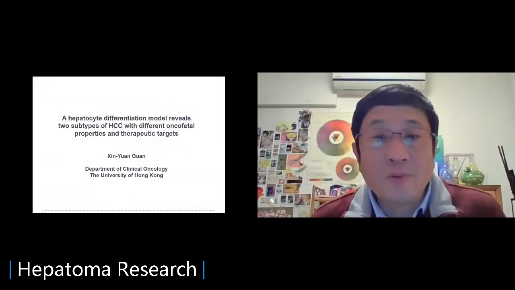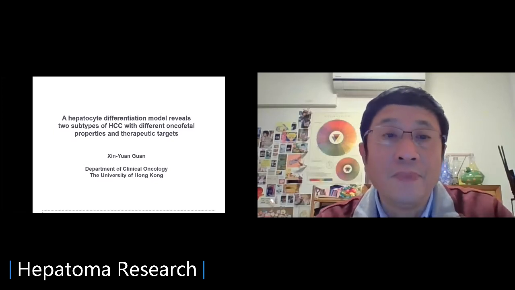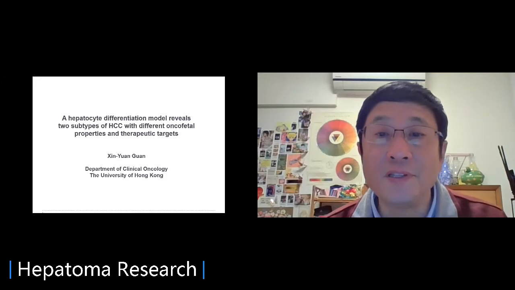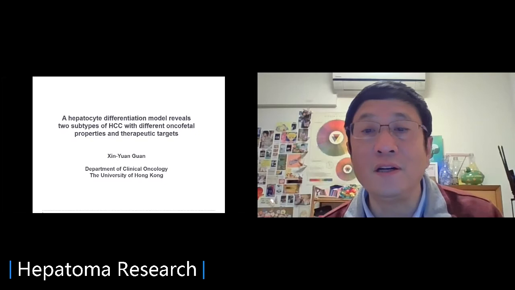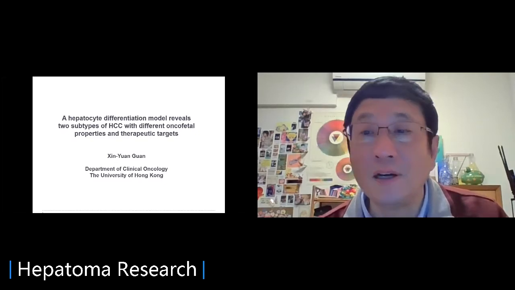I'm Xin-Yuan Guan from the Department of Clinical Oncology, the University of Hong Kong. So today I will present our recent work: Hepatocyte differentiation model reveals two subtypes of HCC with different oncofetal properties and therapeutic targets.